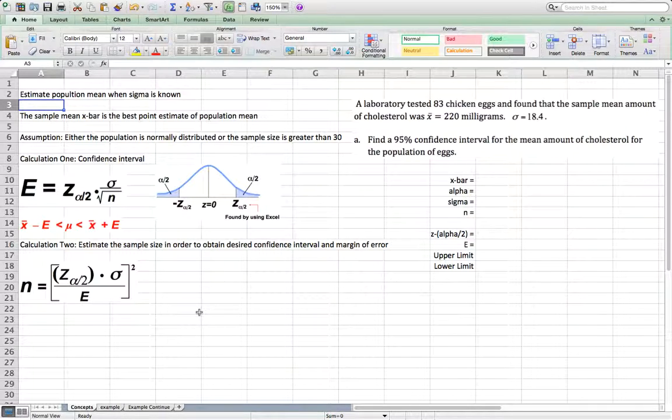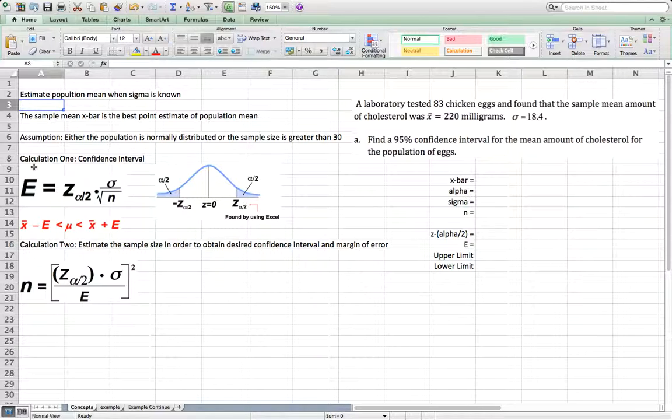This video is recorded to help my students understand how to estimate population mean when sigma is known. The sample mean x bar is the best point estimate of the population mean. We need to know that. Assumption: either the population is normally distributed or the sample size is greater than 30. If the problem does not mention this, we assume this assumption is true.